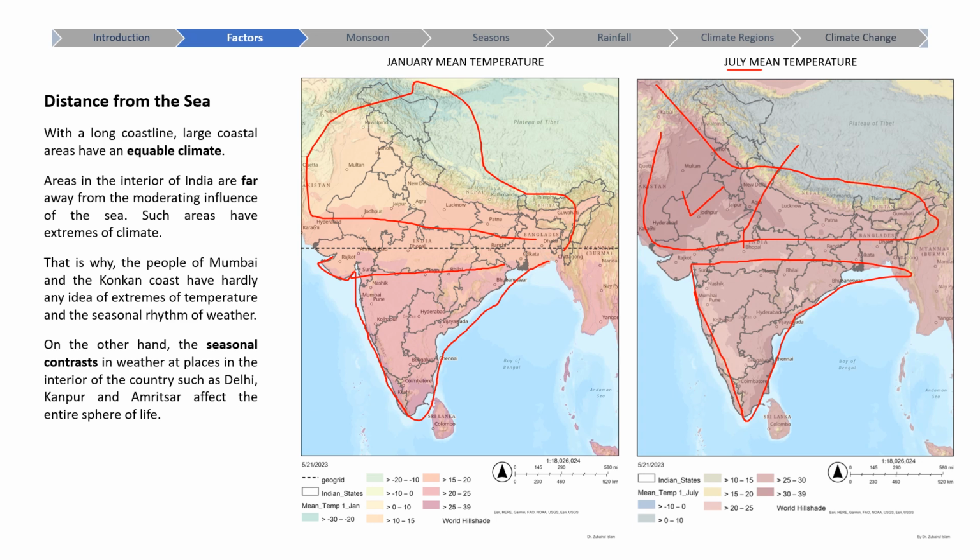This is why the areas, like the examples given, Kanpur, Amritsar and Delhi, are away from the sea. That is why here the contrast is more between winter and summer temperature. On the other hand, the coastal areas have an equable climate. You can compare here, you can see both the maps.